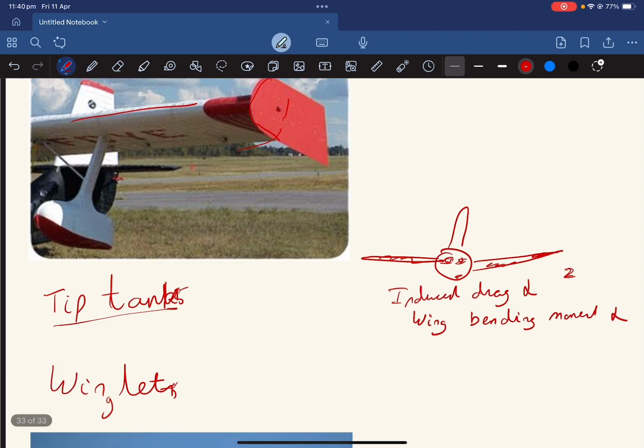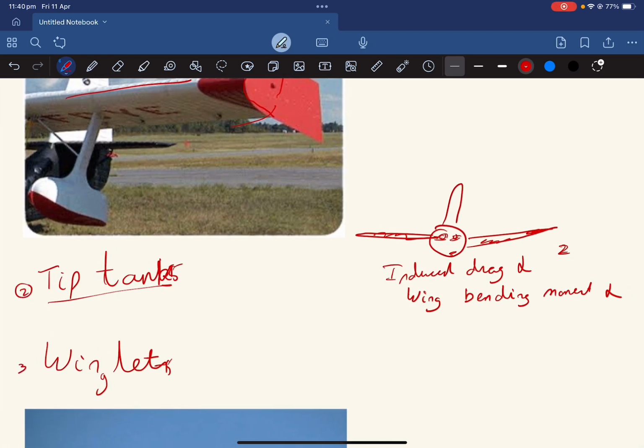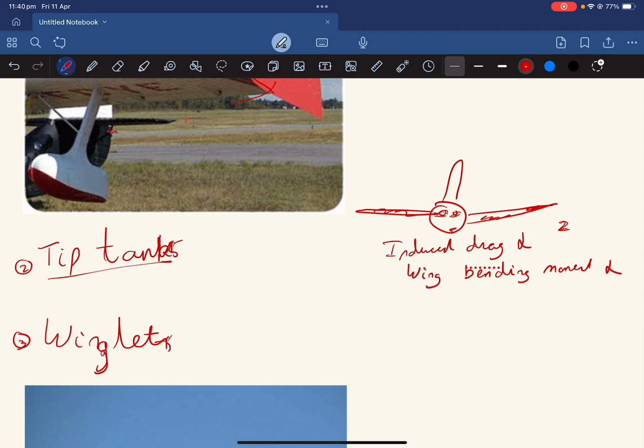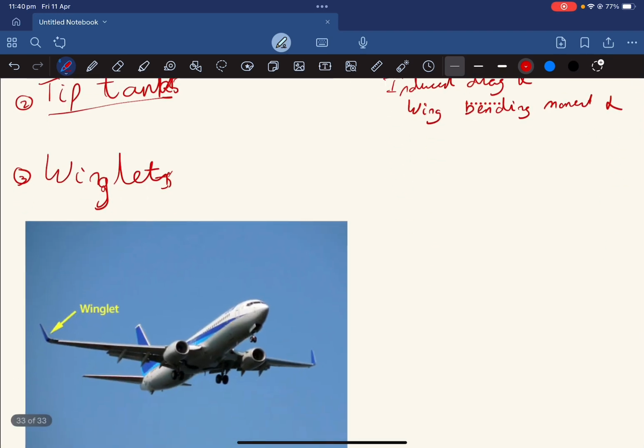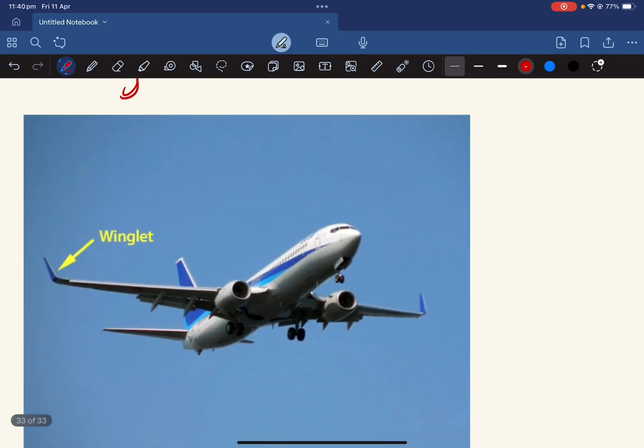It works for you. The third way is winglets. I'm sure you guys have seen these on aircraft. All modern day airliners have this. This winglet does the same thing as the wing end plate. It restricts the 3D motion of air around the wingtips.